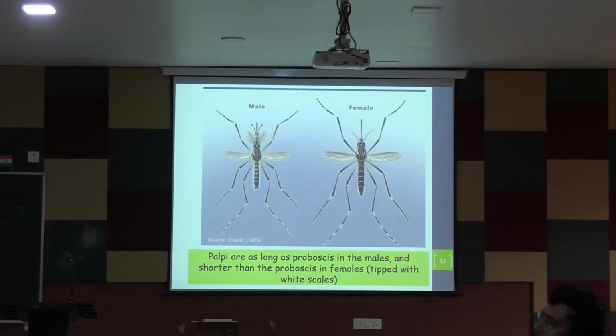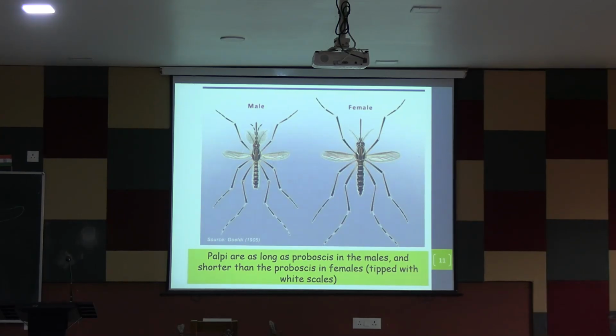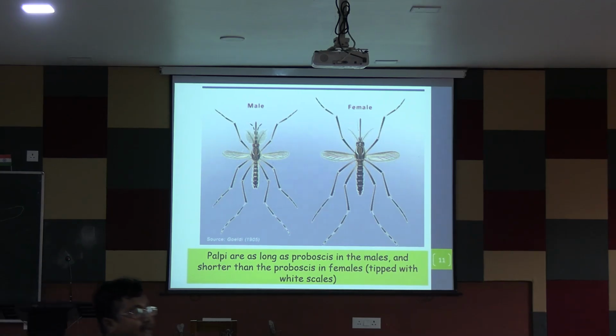So these are the pictures of male and female Aedes aegypti. Palpi are as long as the proboscis in the males and shorter than the proboscis in the females, tipped with white scales. This tipping with white scales has also been asked in the JIPMER exam previously, okay. So it is now important also in your INI-CET exams. So white scales, wherever we see them, that is Aedes aegypti.